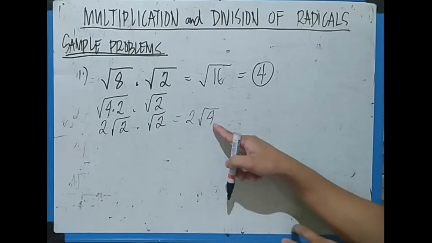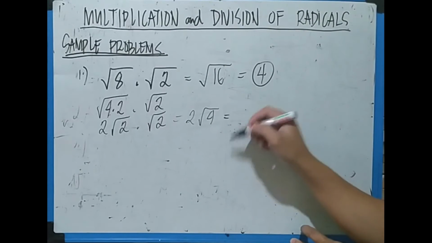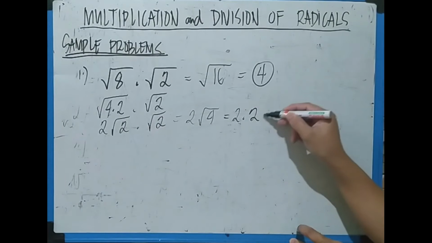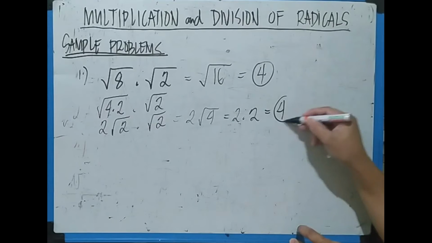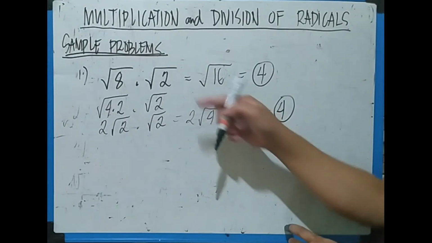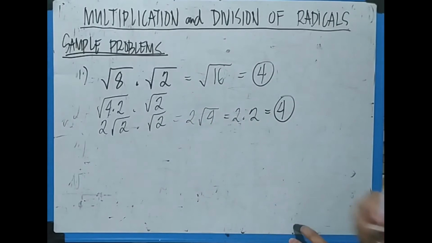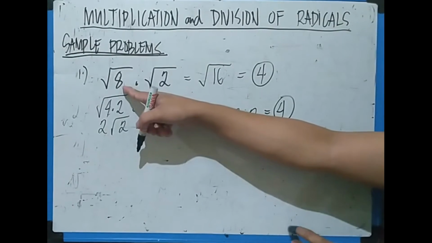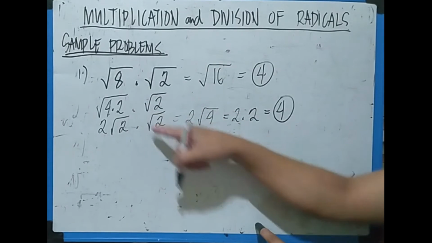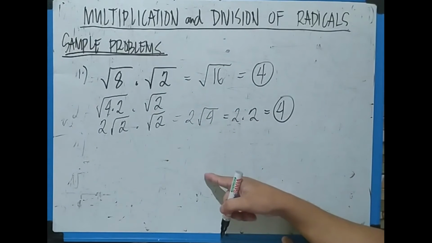And since 4 is a perfect square, that is, the square root of 4 is 2. So, magiging yan ay 2 times 2. And still, that is equal to 4. Okay? So, any option po, kahit alin sa dalawang itong gamitin ninyo, okay lang. So, if you are going to multiply directly, walang problema. Pero kung mag-simplify kayo, same lang din ang magiging result.